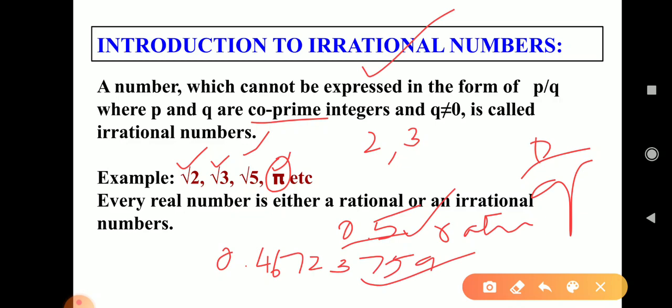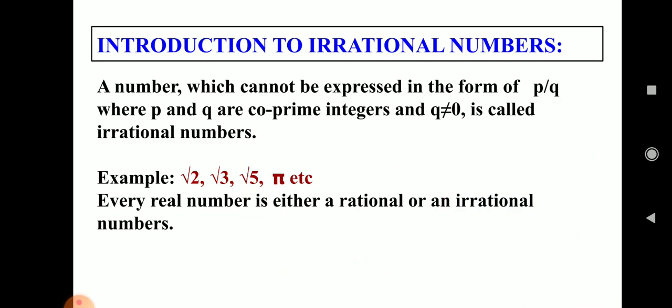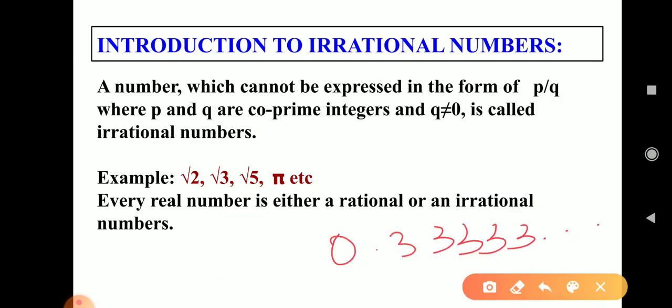Clear? And also recurring decimals, like 0.3333, where the number is repeating and not terminating. Generally we can take root 2, root 3, root 5 as examples of irrational numbers. In the previous class we learned about rational numbers, and now irrational numbers. The collection of both rational and irrational numbers together we call real numbers. So every real number is either a rational or an irrational number.